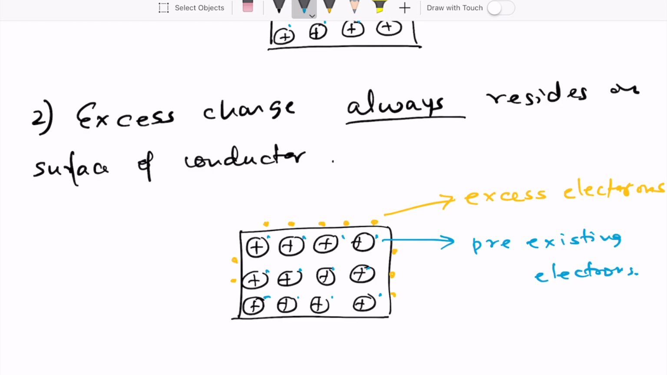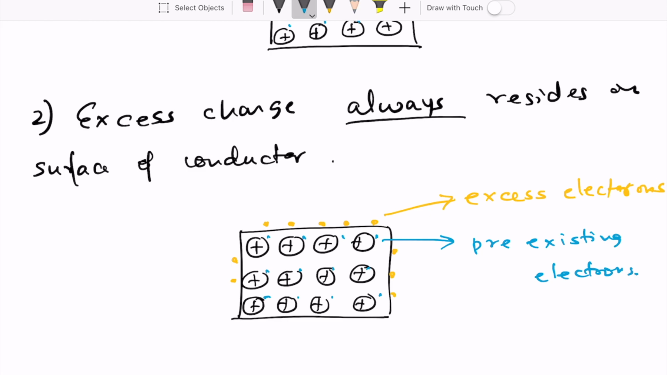Now, why will the excess charge always reside on the surface of the conductor? The reason for that is that suppose there was some excess charge in the interior of the conductor, right? Remember that electrons have complete freedom to move around inside a conductor. So suppose there were some of these excess charges inside the conductor, they would just repel each other away.